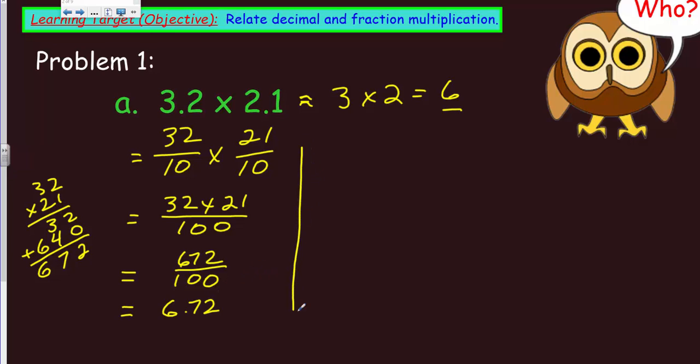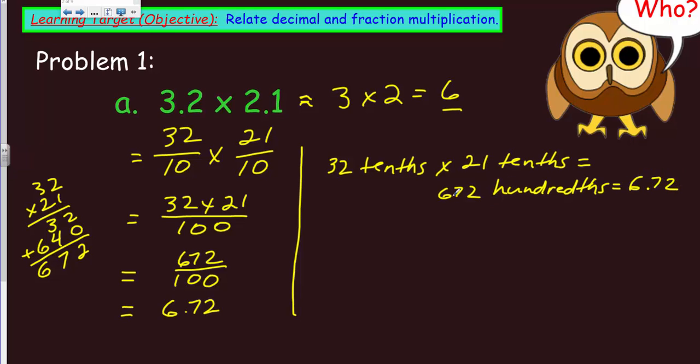Let's go ahead and write this in written form as well. So we actually had 32 tenths times 21 tenths. Now we know it equals 672 hundredths, which is equal to 6.72. That's basically what we did in our work here, we did our 32 times 21.